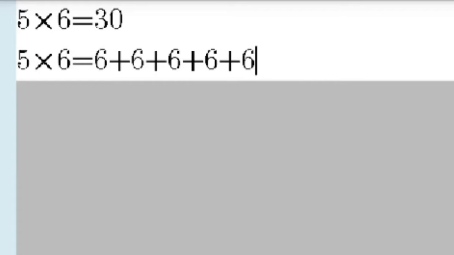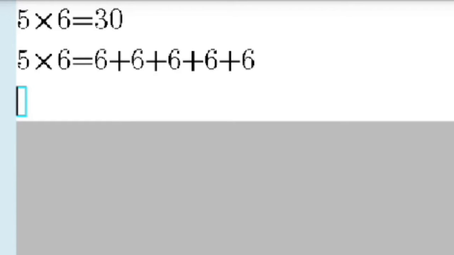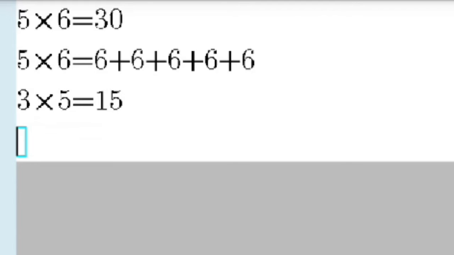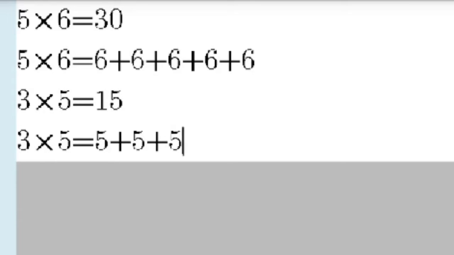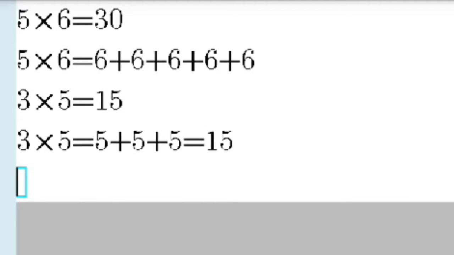That is just multiplication. If you have another like 3 times 5, you know the answer is 15. But as we said before, it is just a repeated addition. So 3 times 5 is 3 times we add 5, which is 5 plus 5 plus 5, equal to what? 15.